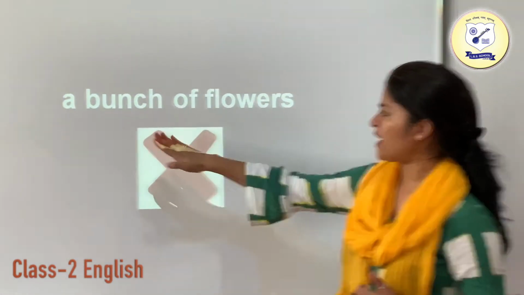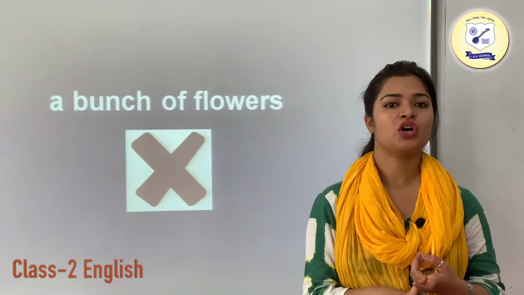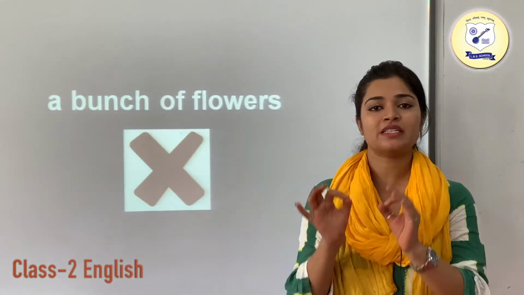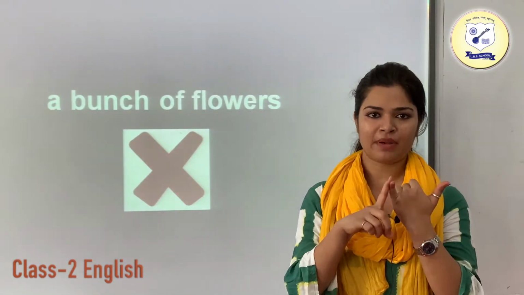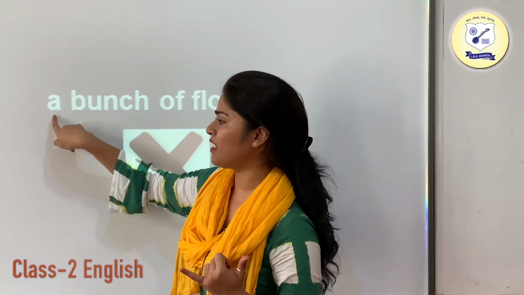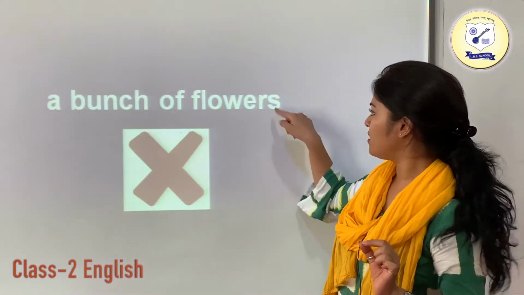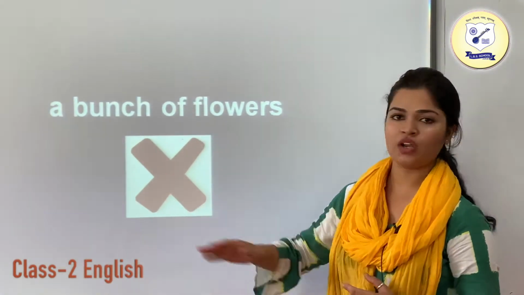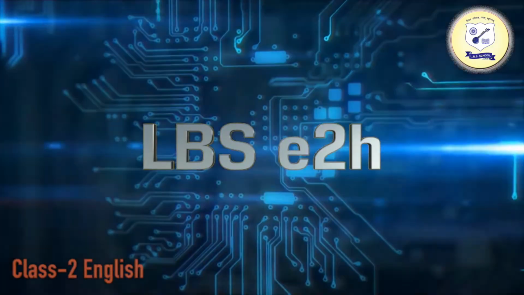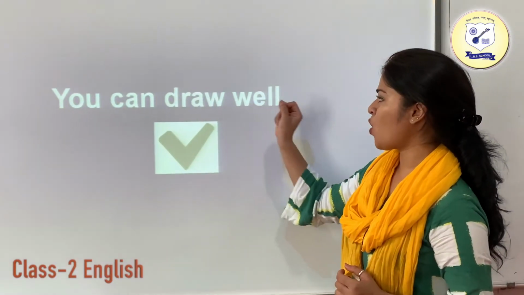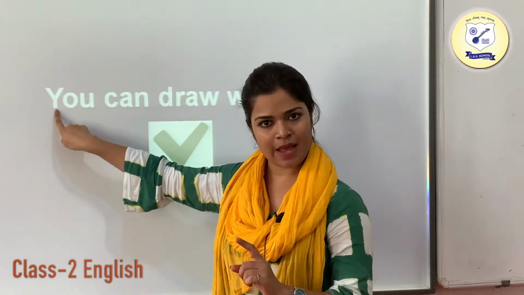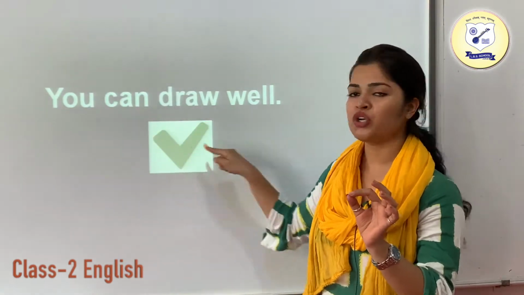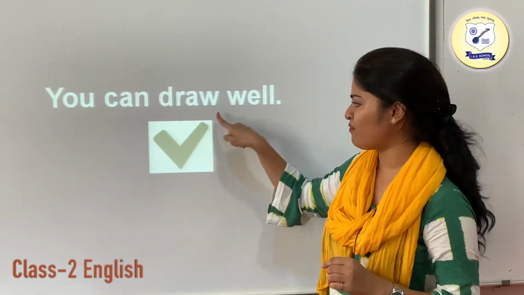Second is a bunch of flowers. Again, it is making sense, but it is not a sentence because it is not beginning with a capital letter. You can see that this is written in small letter. Second of all, this is not terminating with a full stop. So this is not your sentence. So we have put a cross. You can draw well. You can see the first letter is capital and this is ending with a full stop. So this is going to be your sentence, a correct sentence. So we have put a tick.